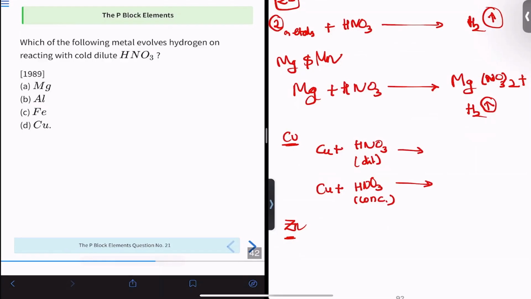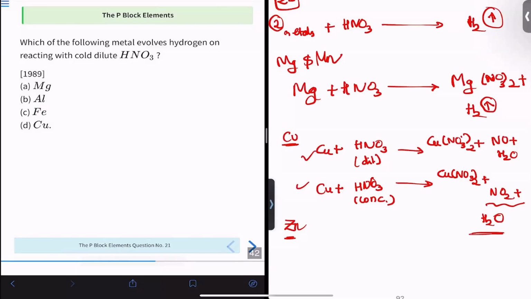All these reactions are very important, guys. Please remember this. When copper reacts with dilute nitric acid, it gives rise to copper nitrate plus NO plus H2O. But when copper reacts with concentrated HNO3, it gives rise to again copper nitrate, but this time NO2 plus H2O.